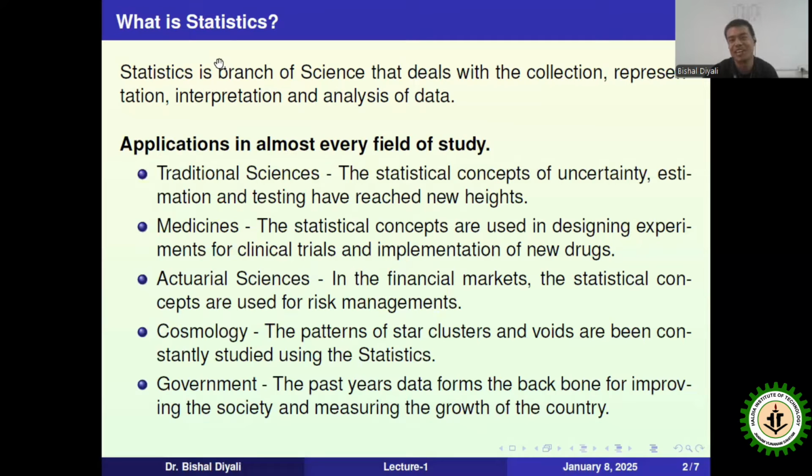In government also. Let us talk about the government of India.